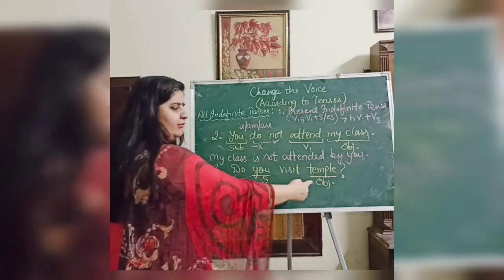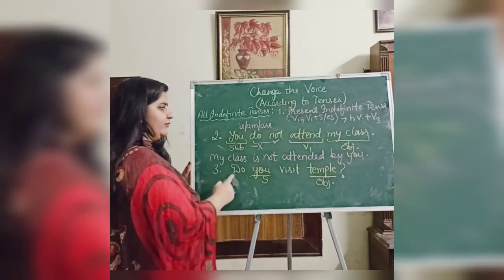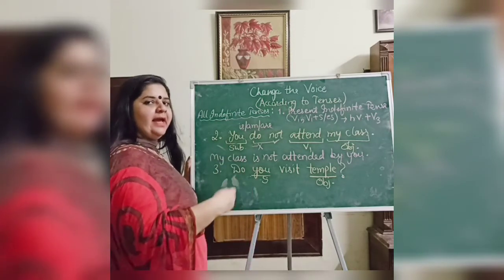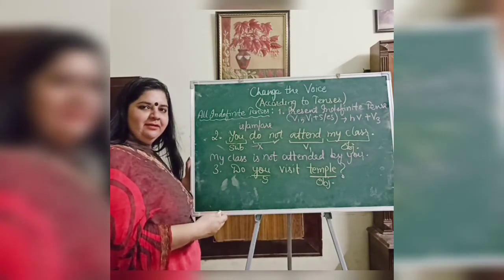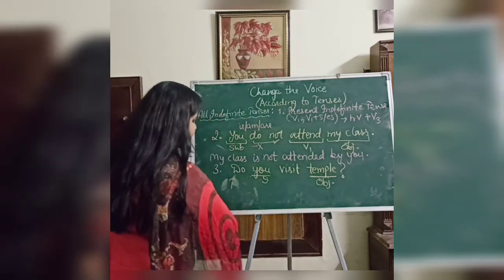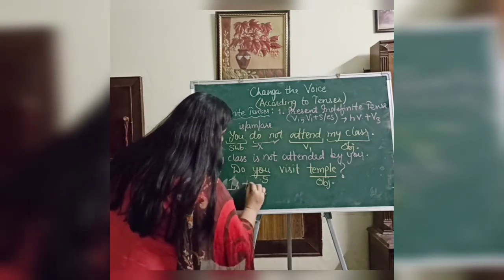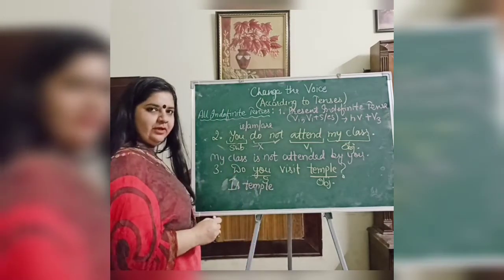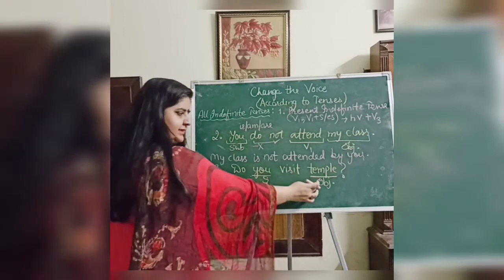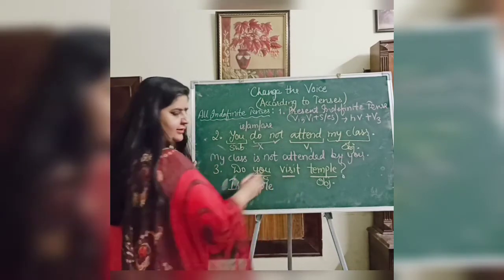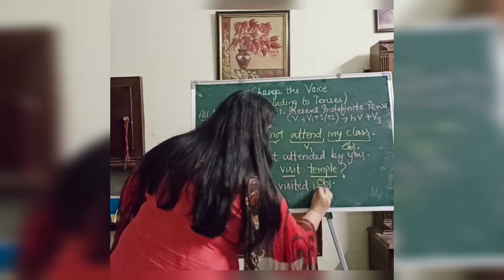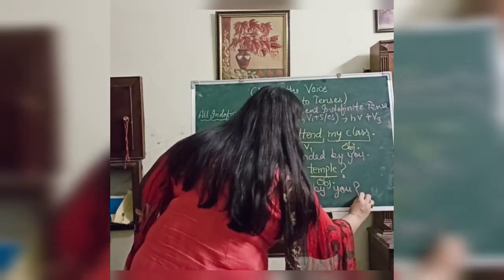And now you know that do and does will be replaced by is, am or are. So in this case, because temple will take the lead, we have to decide is, am, are according to temple. Is temple, am temple or are temple? Yes, is temple. Now, what will come after this? Is temple visited. Third form. By you, because you remains the same in active as well as passive.